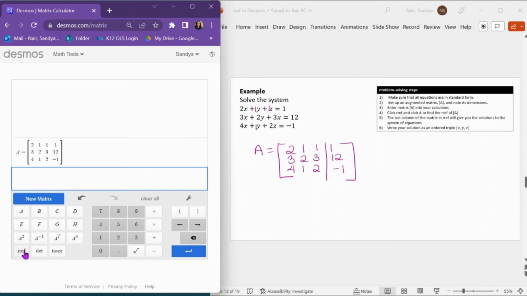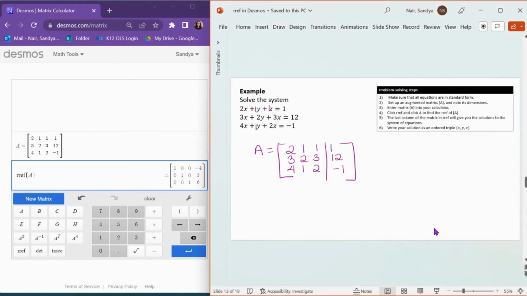And then we're going to do rref, and then we do matrix A. And it now gives us the solutions in reduced row echelon form. So the solutions will be -4, 3, and 6.